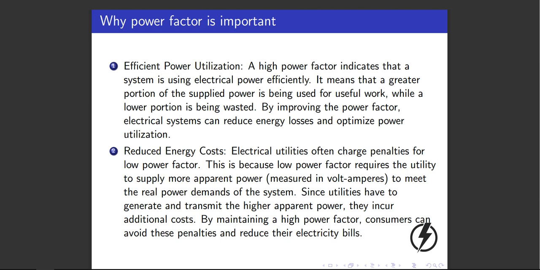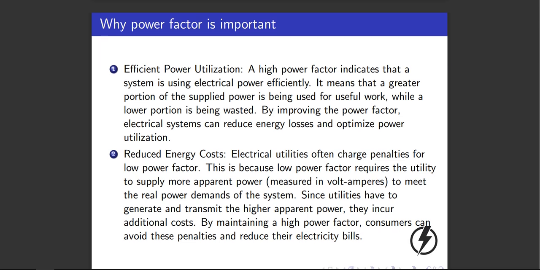2. Reduced energy costs. Electrical utilities often charge penalties for low power factor. This is because low power factor requires the utility to supply more apparent power, measured in voltamperes, to meet the real power demands of the system. Since utilities have to generate and transmit the higher apparent power, they incur additional costs. By maintaining a high power factor, consumers can avoid these penalties and reduce their electricity bills.